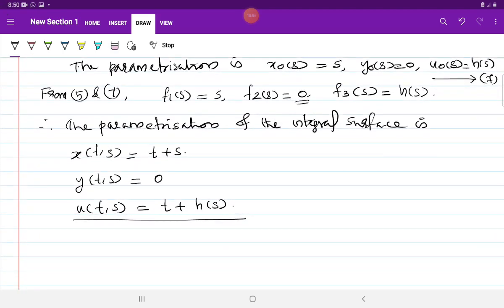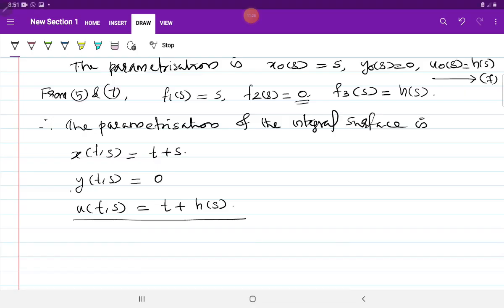Now we have to convert this xy transformation, from x of t comma s and y of t comma s to t of x y, s of x y.